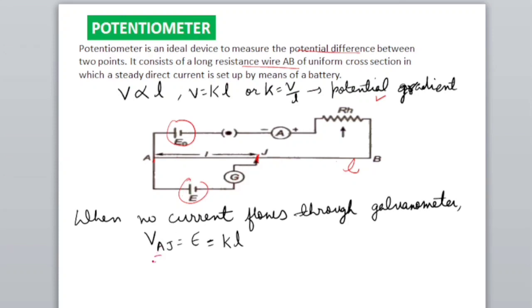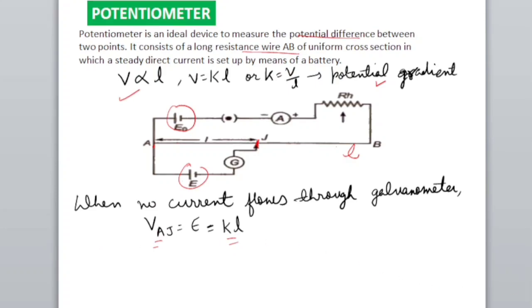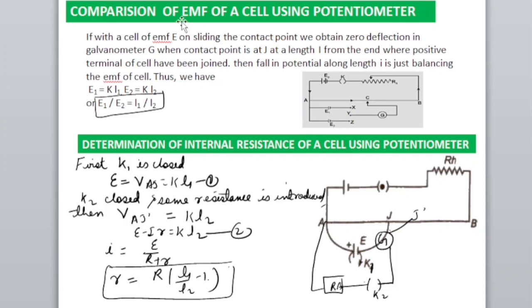It means potential difference across AJ is equal to E, and this is equal to KL. You have to use this formula. In this way, you can determine the unknown EMF of the cell. There are two important applications of this potentiometer. One is comparison of EMF of cells using potentiometer, and another is determination of internal resistance of a cell using potentiometer.